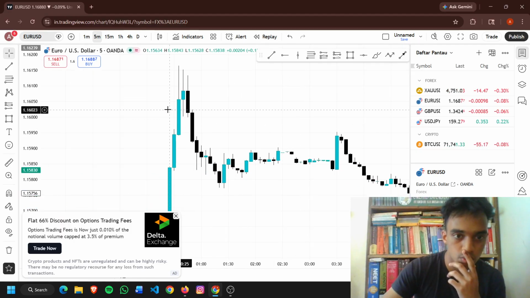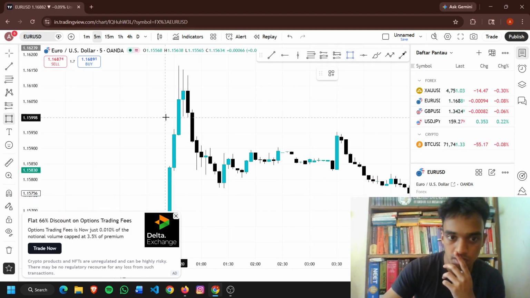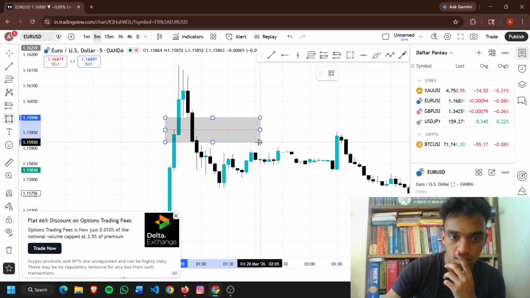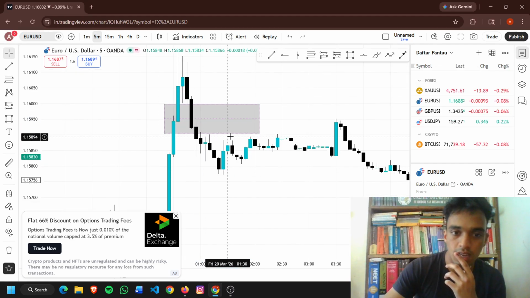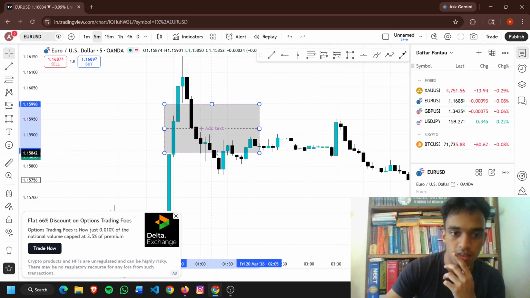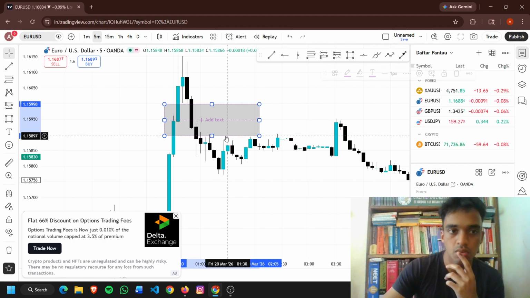Isn't this an FVG? This was a liquidity sweep. See, there was a liquidity sweep happening. These are all an FVG. This is also an FVG because these candles will be combined if you go for a higher time frame. These are all FVGs. I mean, you can go for lower time.